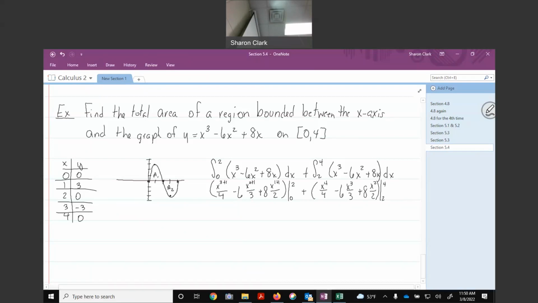Okay, so let's clean that up a little bit. That's x to the 4th over 4 minus, 3 goes into 6 2 times, so that's 2x cubed, plus, 2 goes into 8 4 times, so that's 4x squared, from 0 to 2. Then x to the 4th over 4 minus 2x to the 3rd plus 4x squared from 2 to 4.